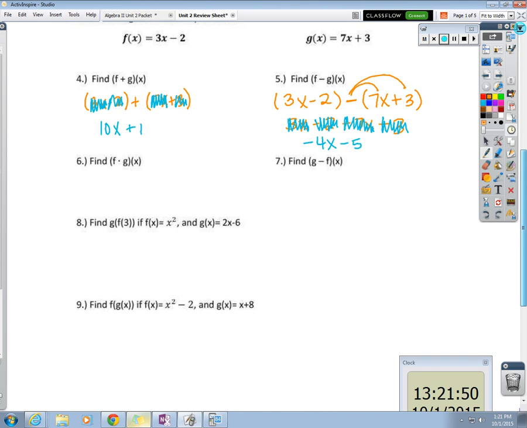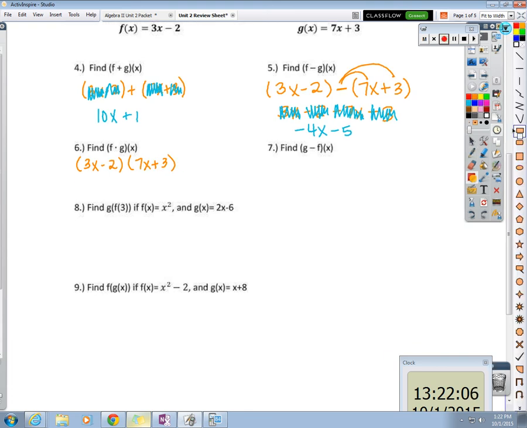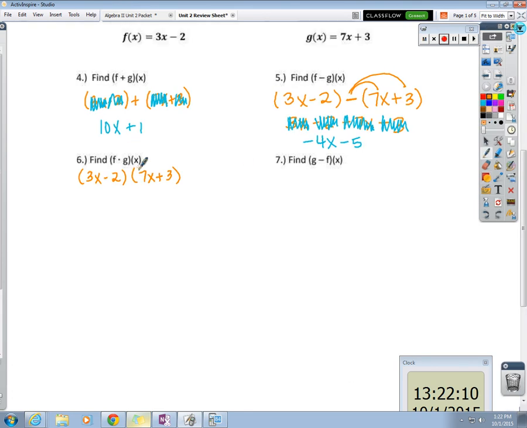Okay, number 6. This time they want you to take those same two functions, f of x, which is 3x minus 2, and g of x, which is 7x plus 3, and what do they want you to do? Multiply them, which means since they are both binomials, we will FOIL them. Now, when you multiply, do I have to write a dot right here? No. If there's no sign at all between them, then it's understood that we're multiplying.